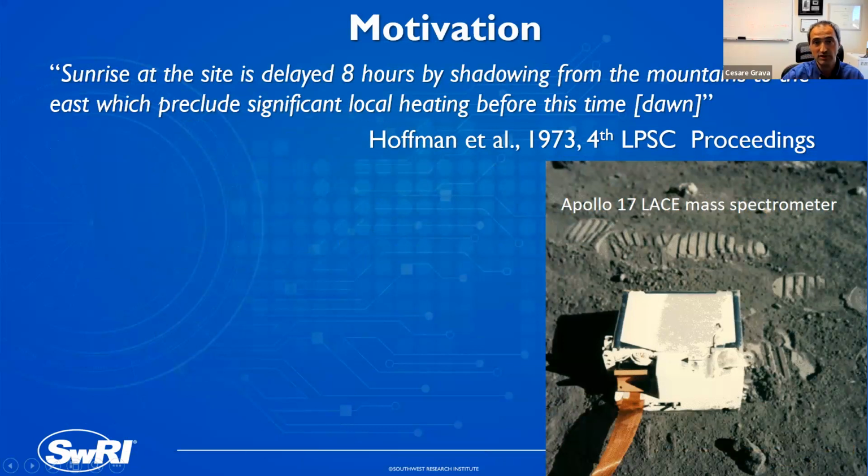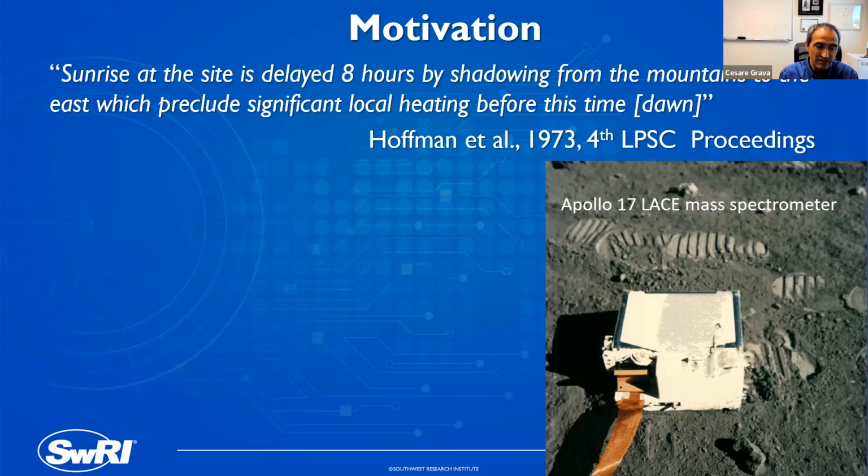LACE was a mass spectrometer. It was placed on the lunar surface by the Apollo 17 mission, and it was recording the atoms coming from the sky, basically down there. It measured for the first time the composition of the lunar exosphere, and detected argon 40 and helium, and also neon, although it was not immediately recognized.